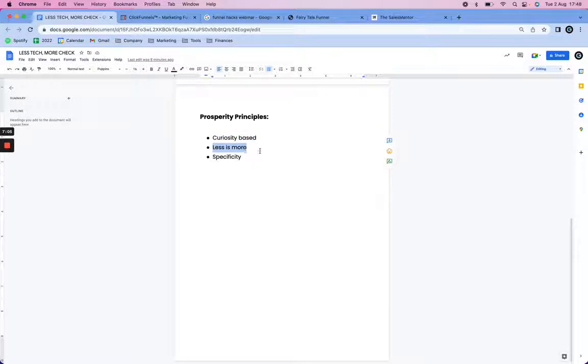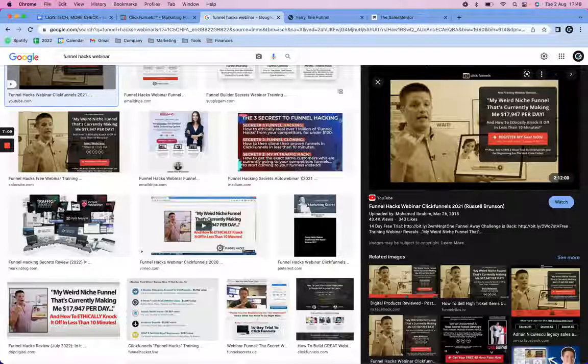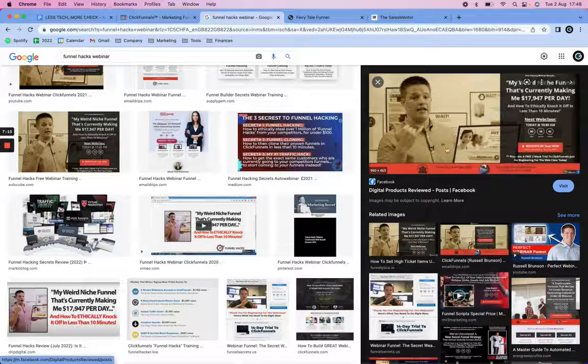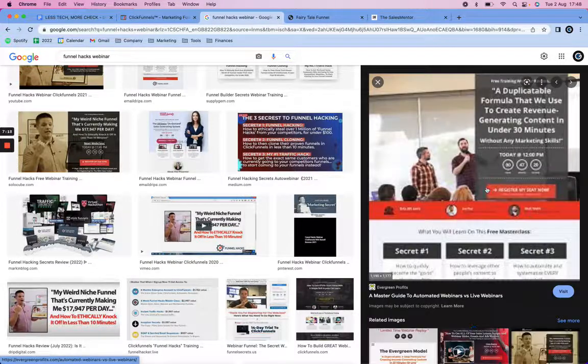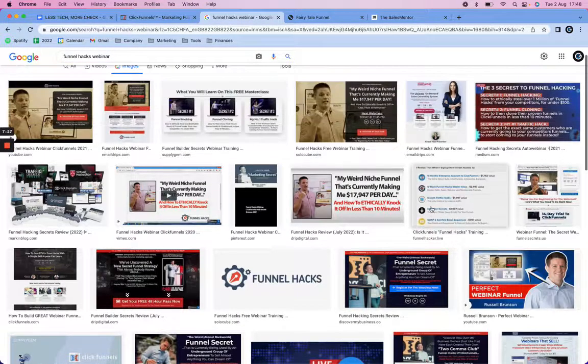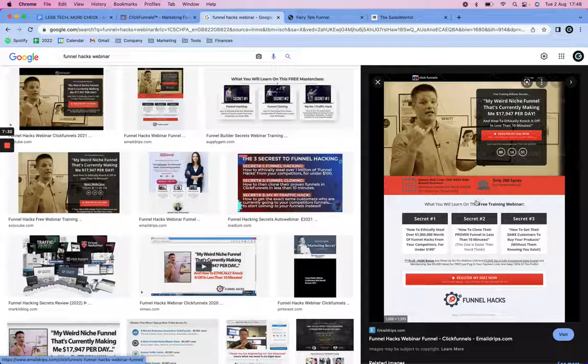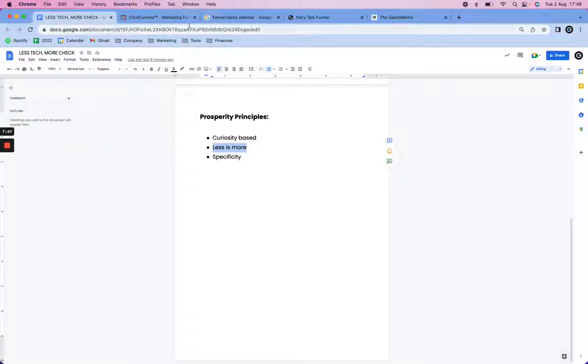Prosperity principle number two is less is more. Now, I don't have the full opt-in page for what Russell Brunson is using here. I think this is a slightly longer page. He does have a few, I think it's probably more like this, where he has secret 1, secret 2, secret 3. This is a different one, but you can see he has clearly modeled Russell Brunson, which is nothing wrong with. So this was his, right? It's fairly short, so he does provide a bit more information. I'd be very intrigued to see if he split tested this against a shorter version where it's just this top part. But for the most part, the general rule across the board is less is more.